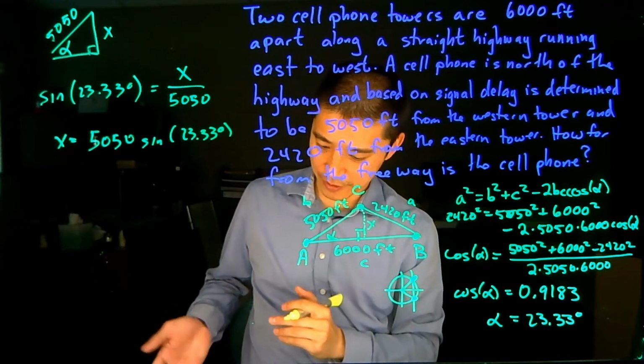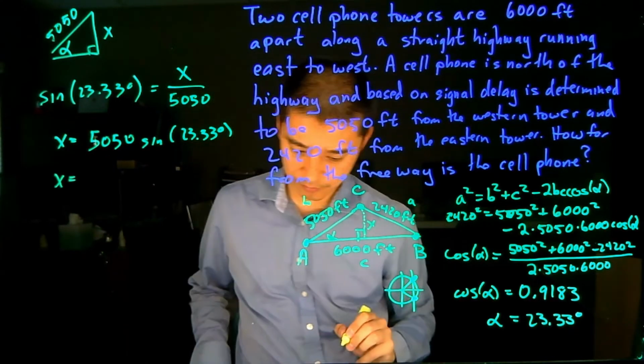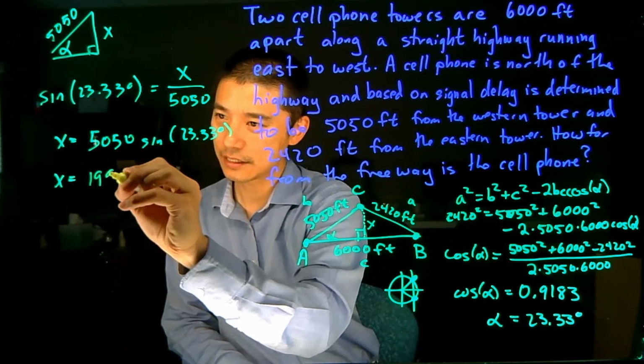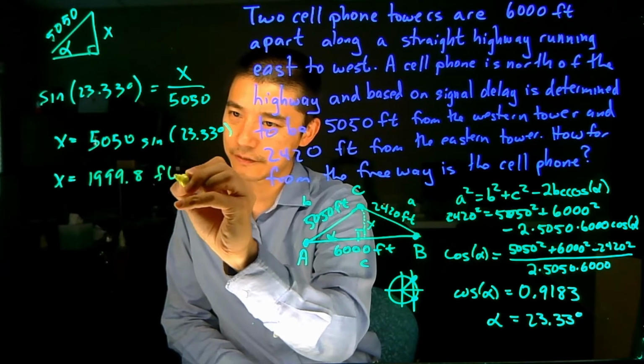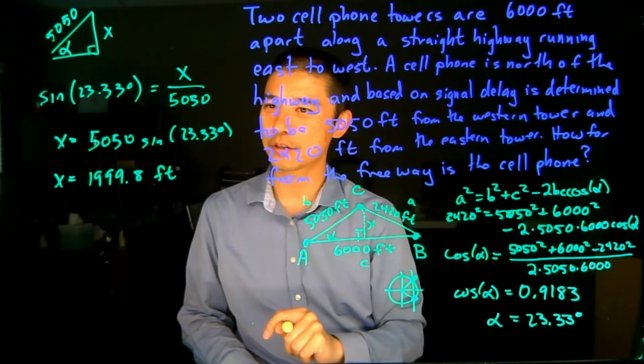And then this is a value you can throw into a calculator, and you're going to get x is equal to about 2,000 feet, so 1999.8 feet. And that is the distance that this cell phone is north of the freeway.